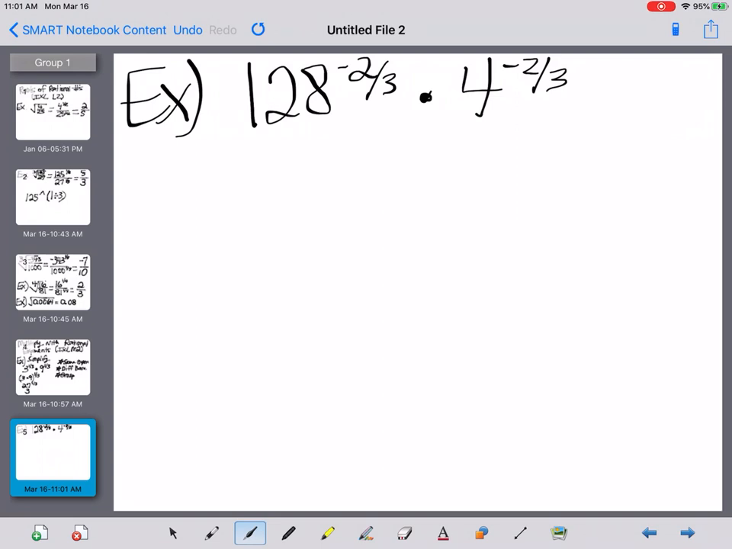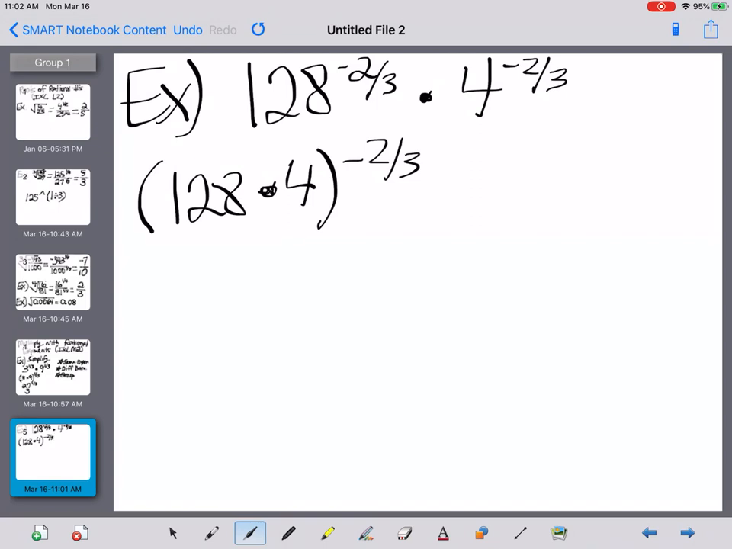So, well, same as the last one. We have a different base, but we have the same exponent. So, we're going to group. So I'm going to say 128 times 4. Whoa, that looks kind of weird. And then we have to the negative 2/3. Okay, so 128 times 4, 256 times 2 is going to be 512. Of course, you can use a calculator. But I'm just doing this in my head here because I'm crazy. And so we have 512 to the negative 2/3.